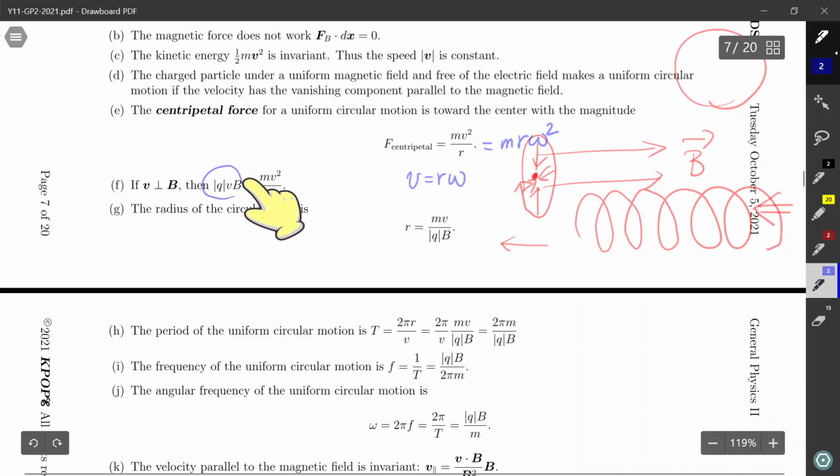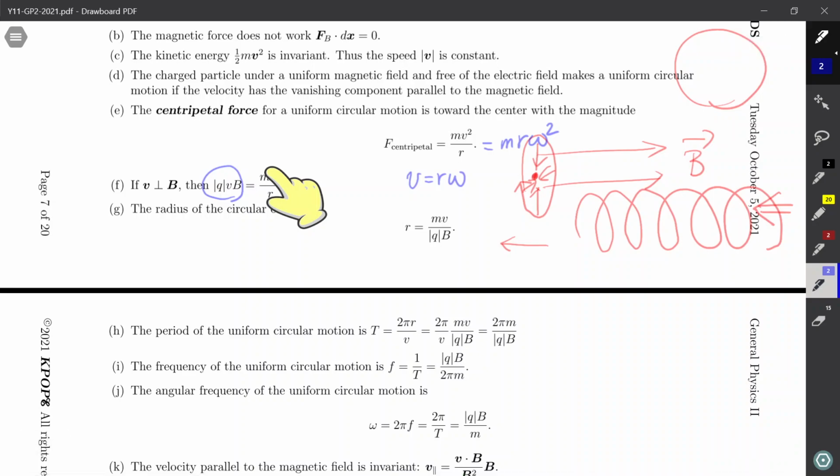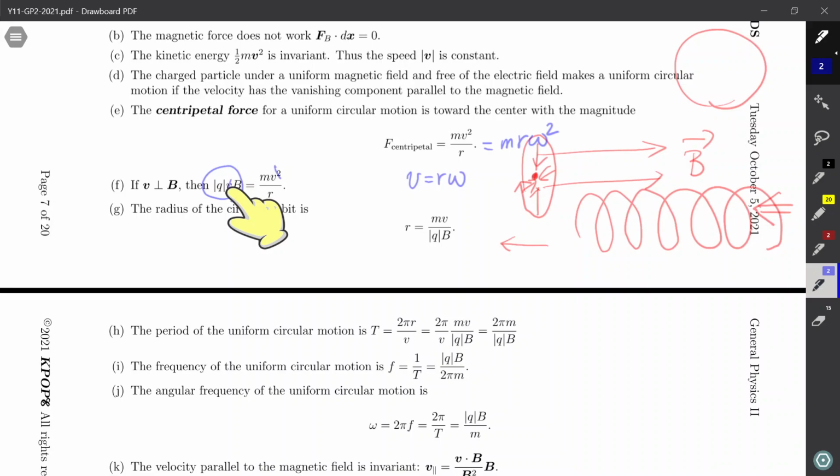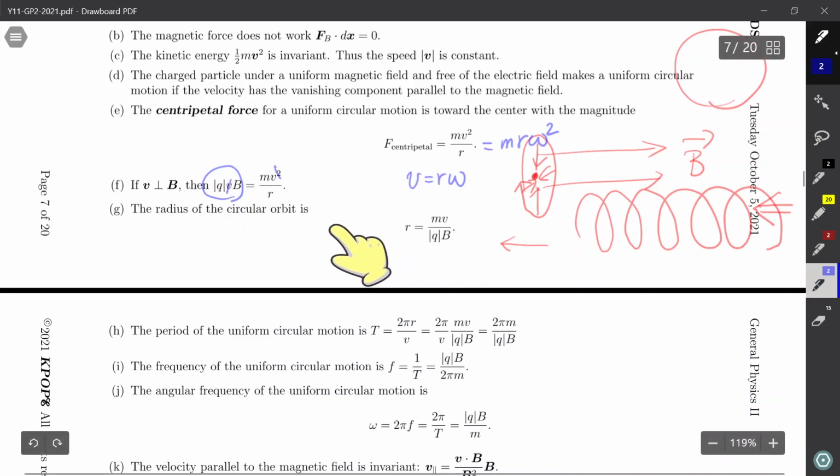The magnetic force is QV cross B. When velocity V is perpendicular to the magnetic field, then QVB equals mv squared over R. So the square and single power cancel, and R equals mv over qB.